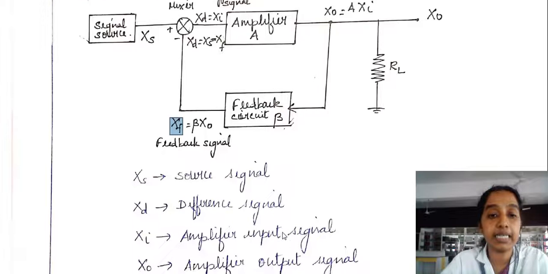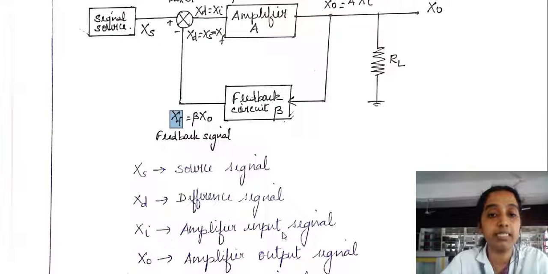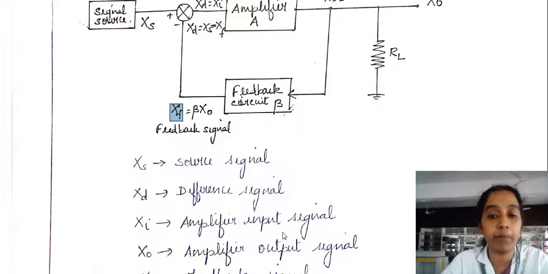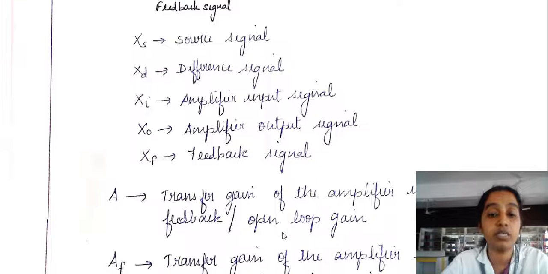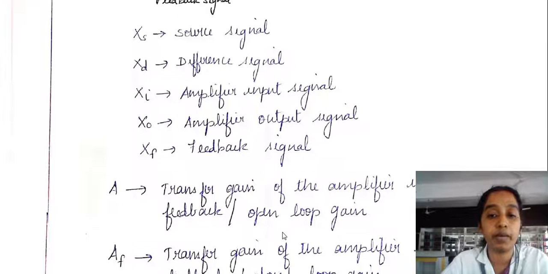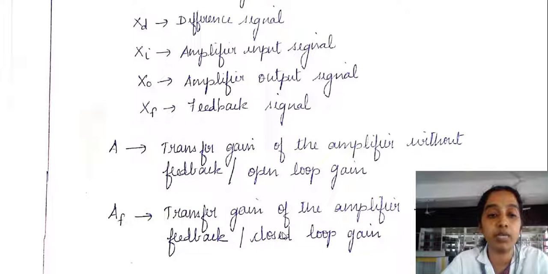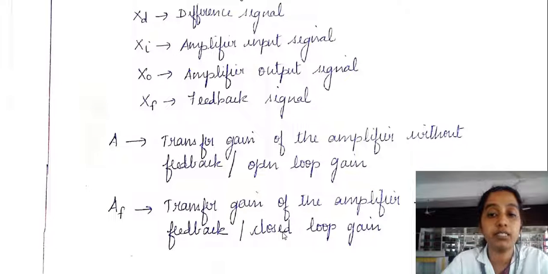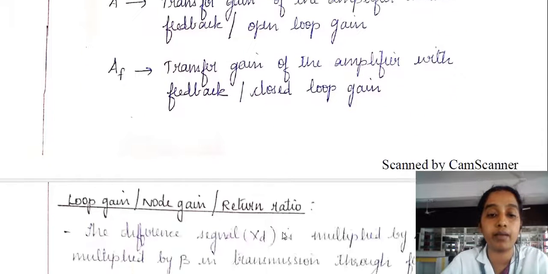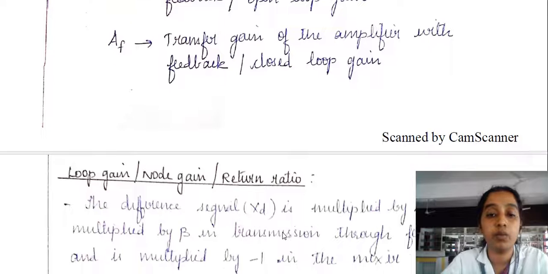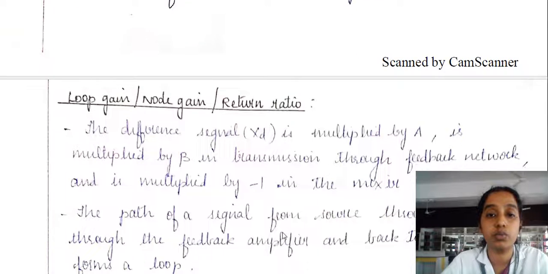So Xs is the source signal, Xd is the difference signal, Xi is the amplifier input signal, X naught is the amplifier output, and Xf is the feedback signal. What is A? The transfer gain of the amplifier without feedback, or the open loop gain. What is AF? It is the transfer gain of the amplifier with feedback, or the closed loop gain. And what is the return ratio?